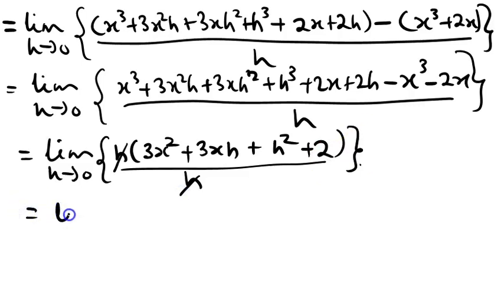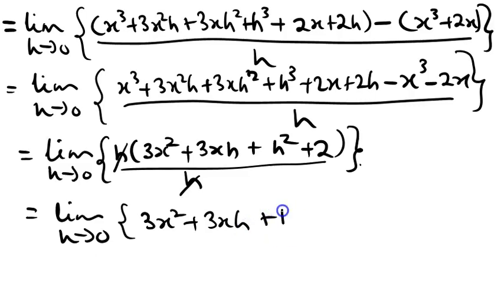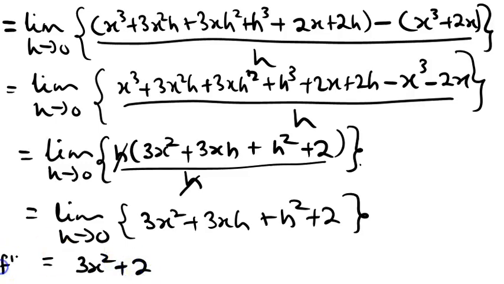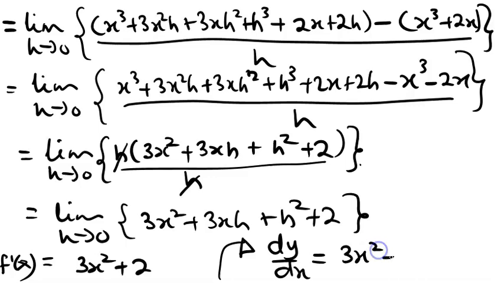So we have the limit as h tends to 0. It will be left with 3x squared plus 3xh plus h squared plus 2. At this point, we cannot go further. So when we put h equal to 0, this term will go to 0, this term will go to 0. So we are having 3x squared plus 2. That is f prime of x. Now, if you want to write it in terms of y, that will be dy dx equal to 3x squared plus 2. Okay, that is the final answer.